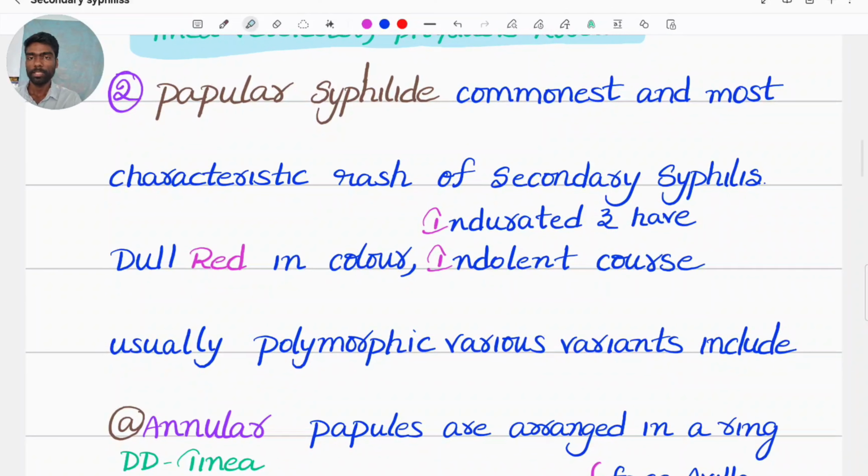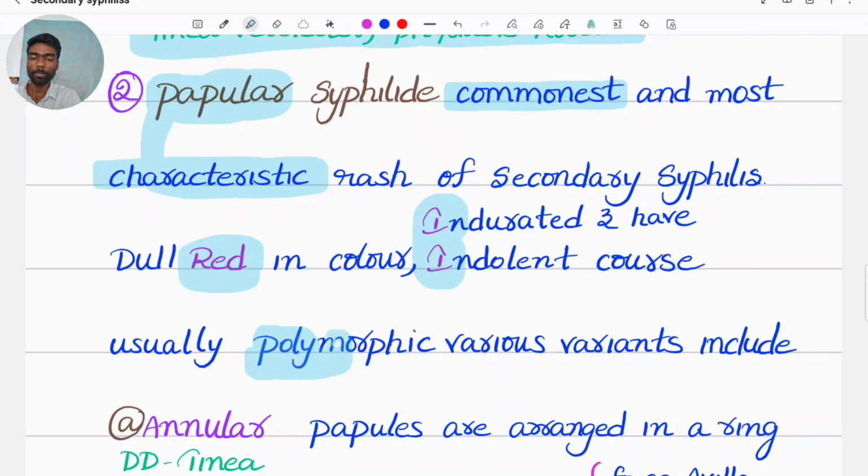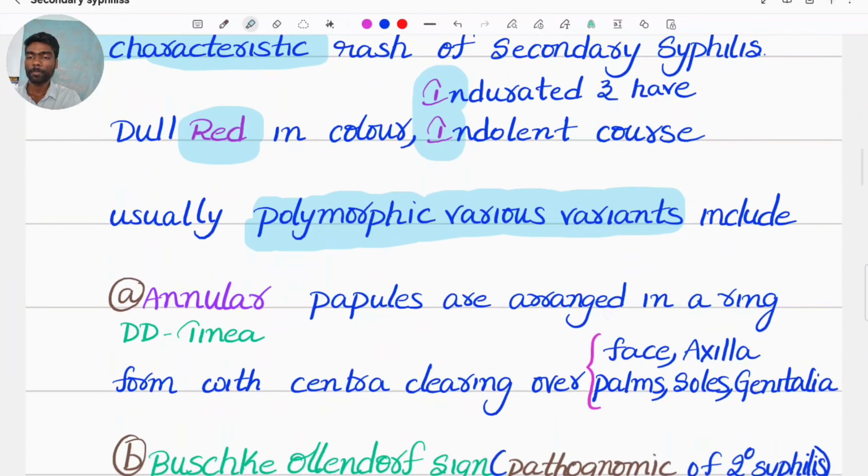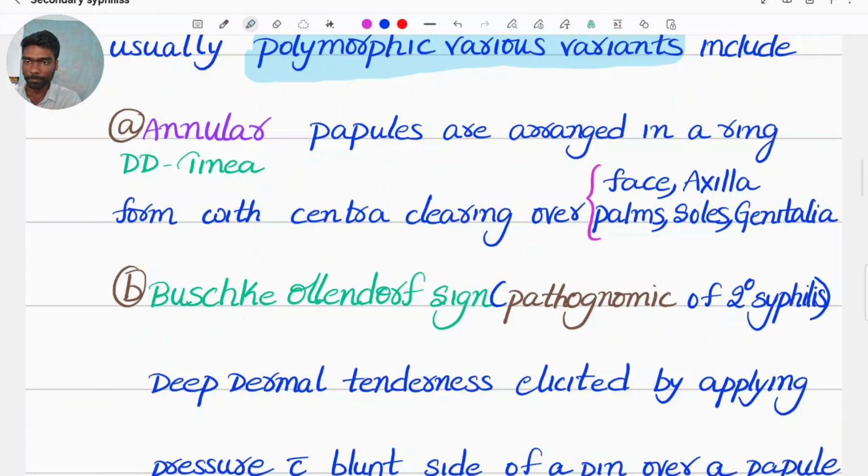Papular syphilide. Already I told you, the commonest and most characteristic rash of secondary syphilis is papular syphilide. It is dull red in color, indurated and has an indolent course, usually polymorphic, meaning various variants, which include annular. Papules are arranged in a ring form with central clearing over face, axilla, palms, soles, and genitalia. For an annular lesion, the DD will obviously be tinea corporis.